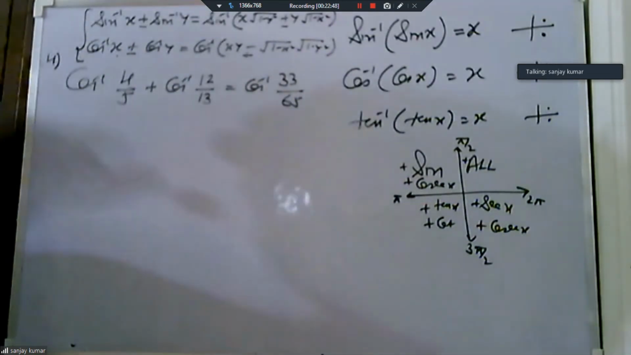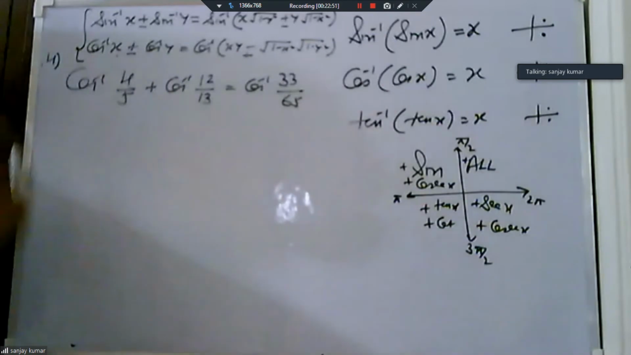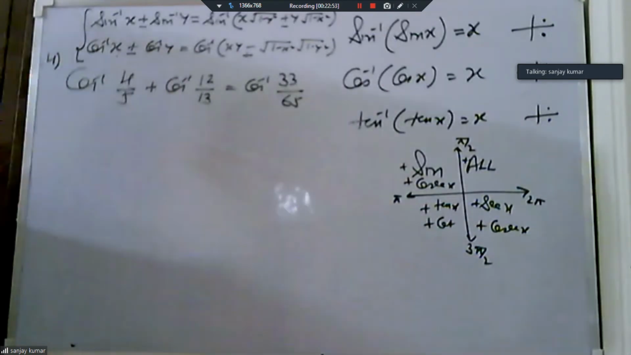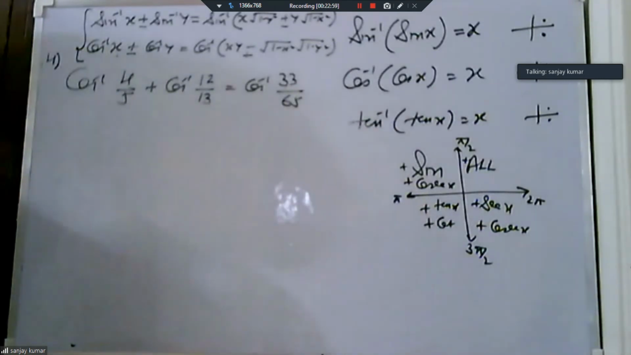The second method is to change into tan inverse. So we will apply both methods here. First we change all the terms into tan inverse. We are changing these terms into tan inverse.